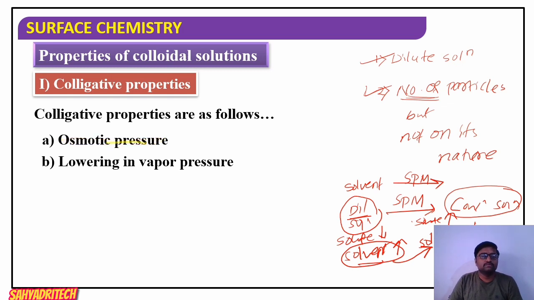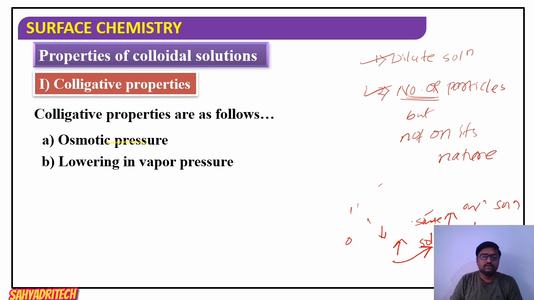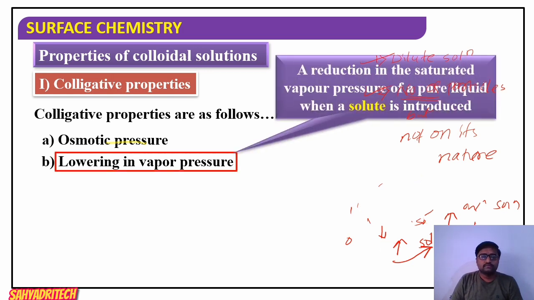So first one osmotic pressure and the second one lowering in vapor pressure. Yes. So if we consider lowering in vapor pressure, it is the reduction in the saturated vapor pressure of a pure liquid when solute is introduced. We already discussed in detail, so let's just recall things.